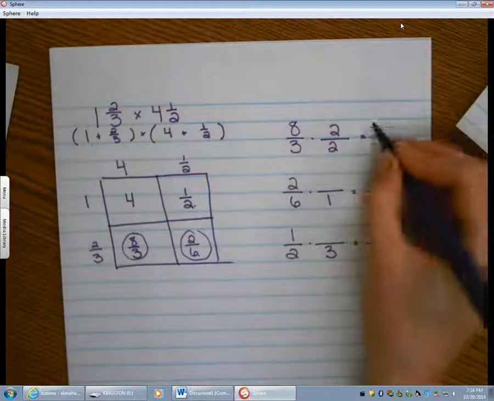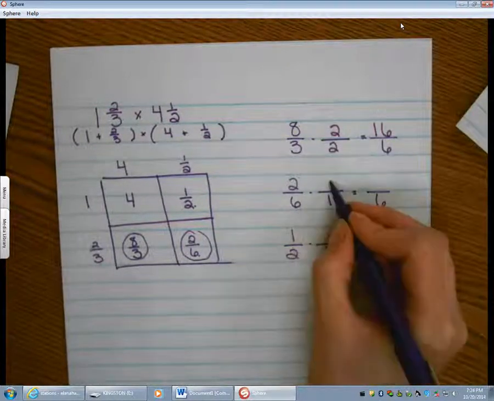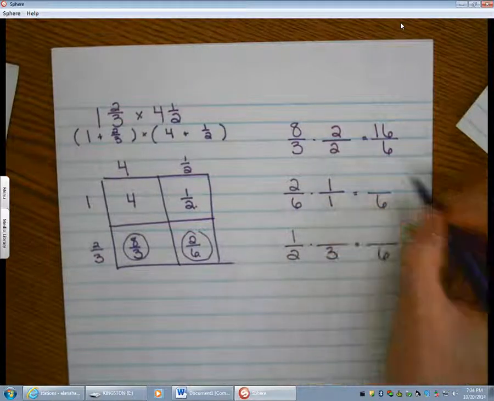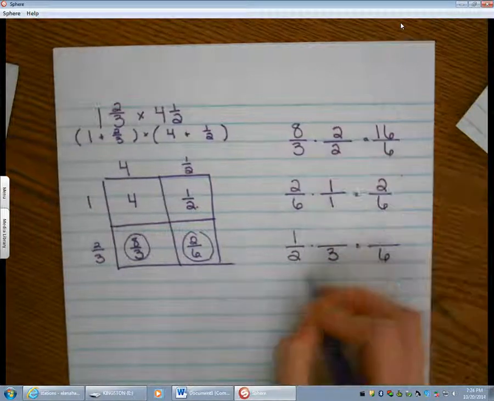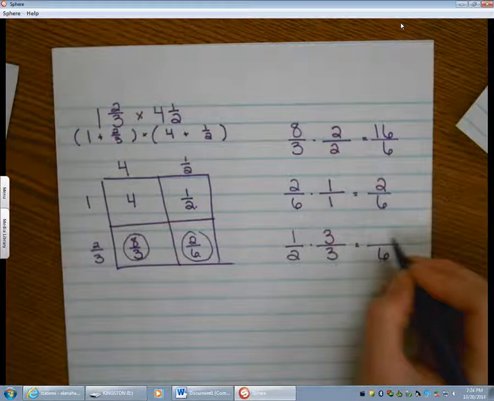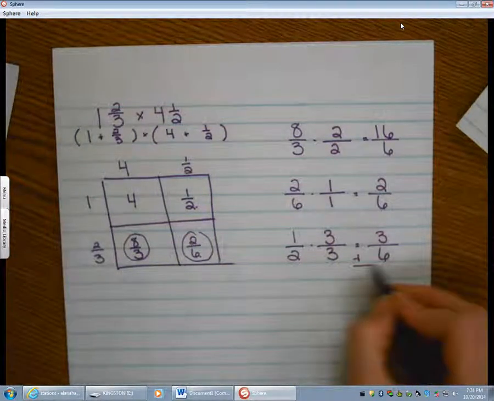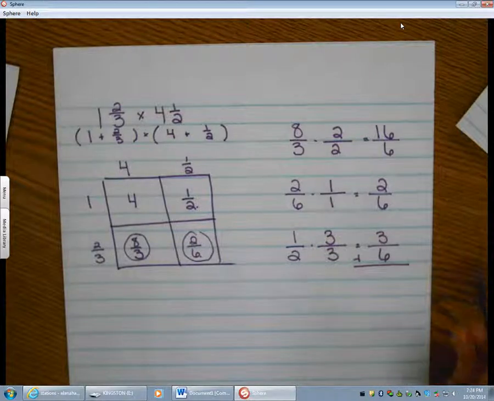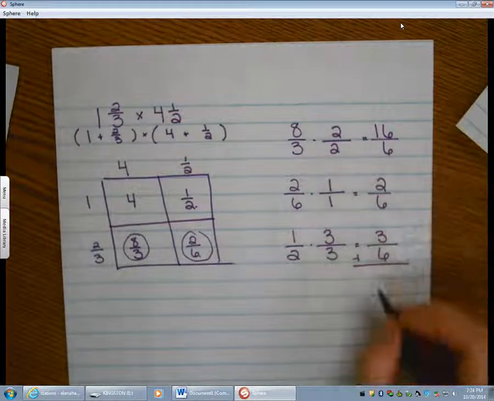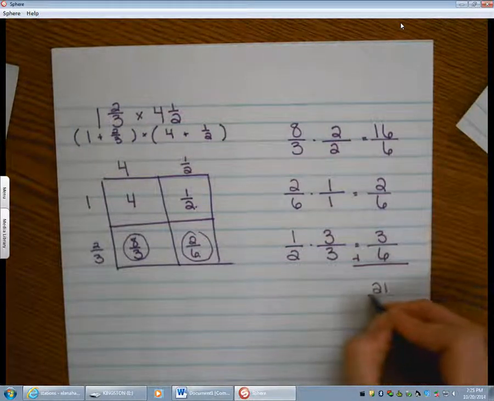8/3 equals 16/6. 2/6 times 1 over 1. And 4 times 2/3. Now I can add together my fractions now that I have a common denominator. And I have 21/6.